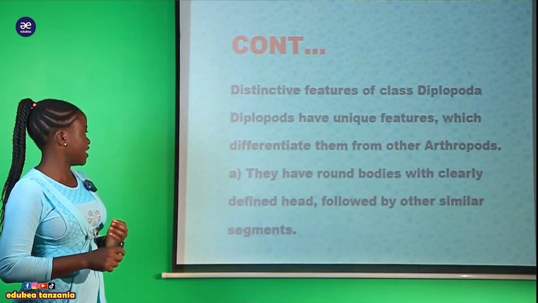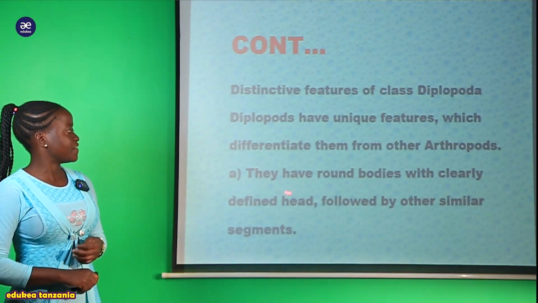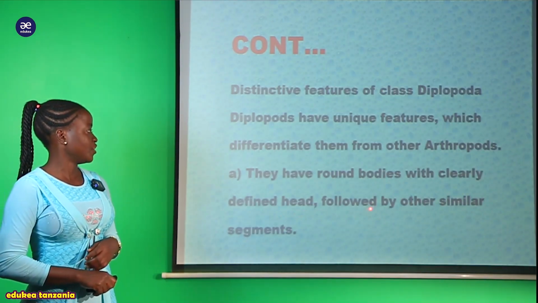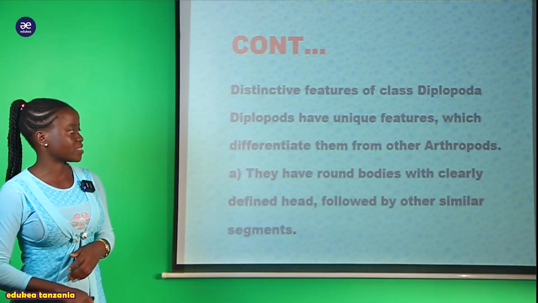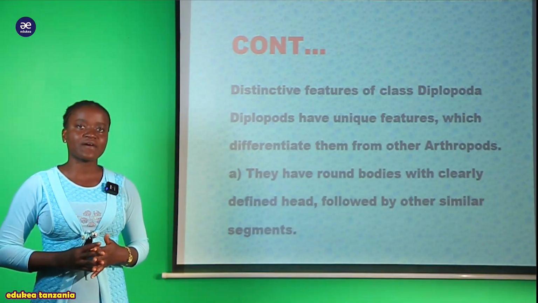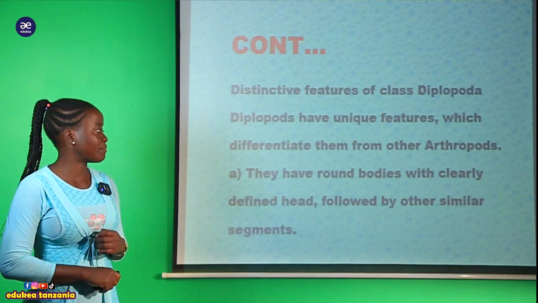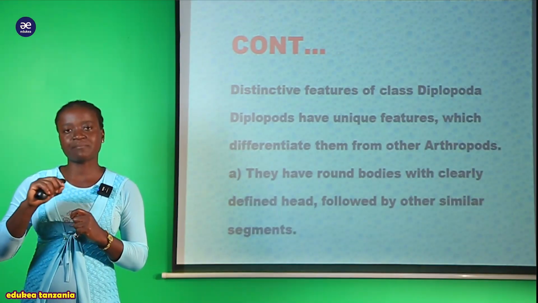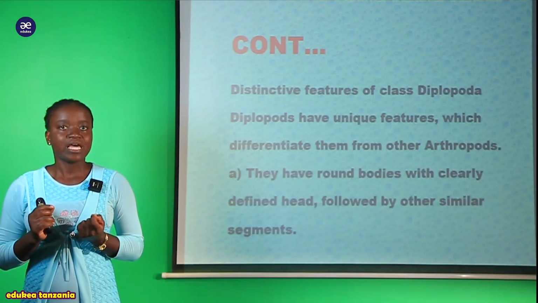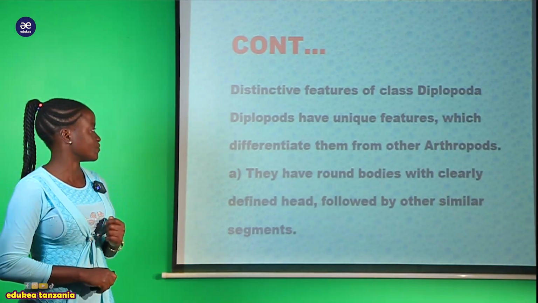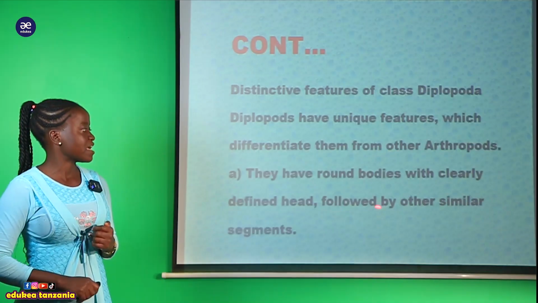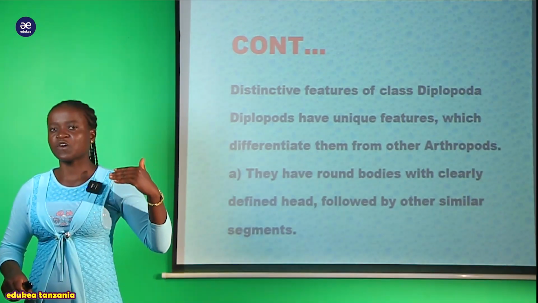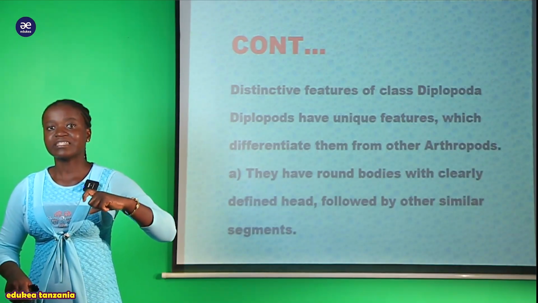The first feature here, we are saying that they have round bodies with a clearly defined head followed by similar segments. For these organisms, we say that they have round bodies. Yani ule mwili wao, in general, they are round. And also we have said that these organisms which are found in class Diplopoda have similar segments. So each segment within their body is similar.